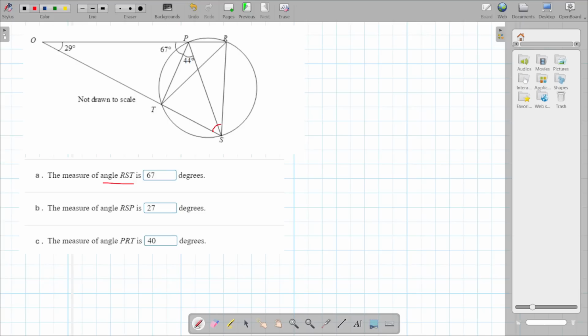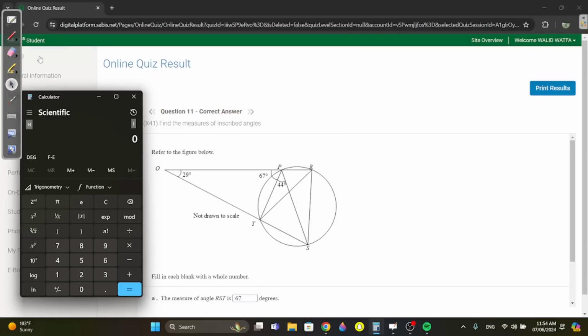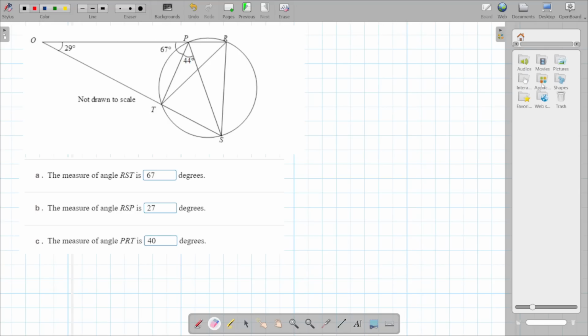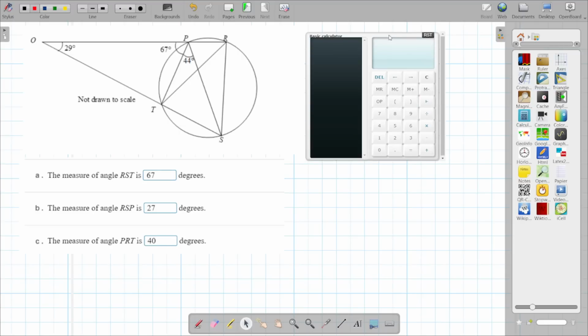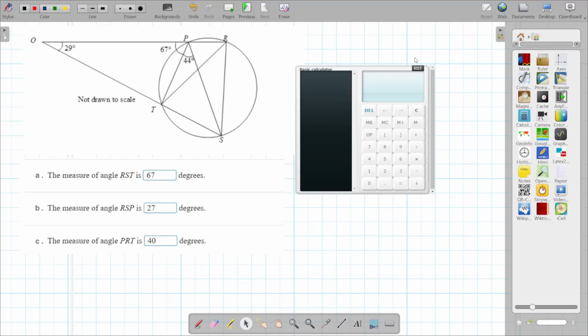The measure of angle RST over here is gonna be 67. Why is it 67? For this, it took me a bit too long, way longer than needed. Do I have a calculator over here? Yes, I do. Can I make this big? Look here. They want angle RST. They want this whole thing. And it took me a while to realize, yeah, this is one full triangle over here.